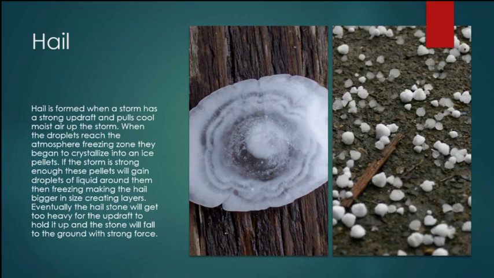Hail. Hail is formed when a storm has a strong updraft and pulls cool, moist air up in the storm. When the droplets reach the atmosphere's freezing zone, they begin to crystallize into ice pellets. If the storm is strong enough, these pellets will gain droplets of liquid around them, then freeze, making the hail bigger in size, creating layers. Eventually, the hailstones will get too heavy for the updraft to hold up, and the stone will fall to the ground with strong force.